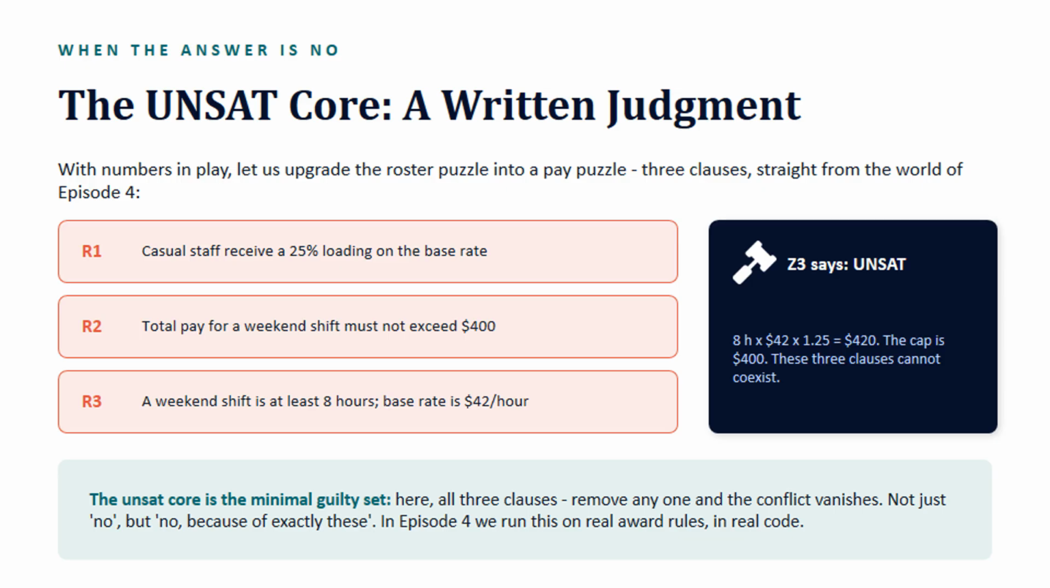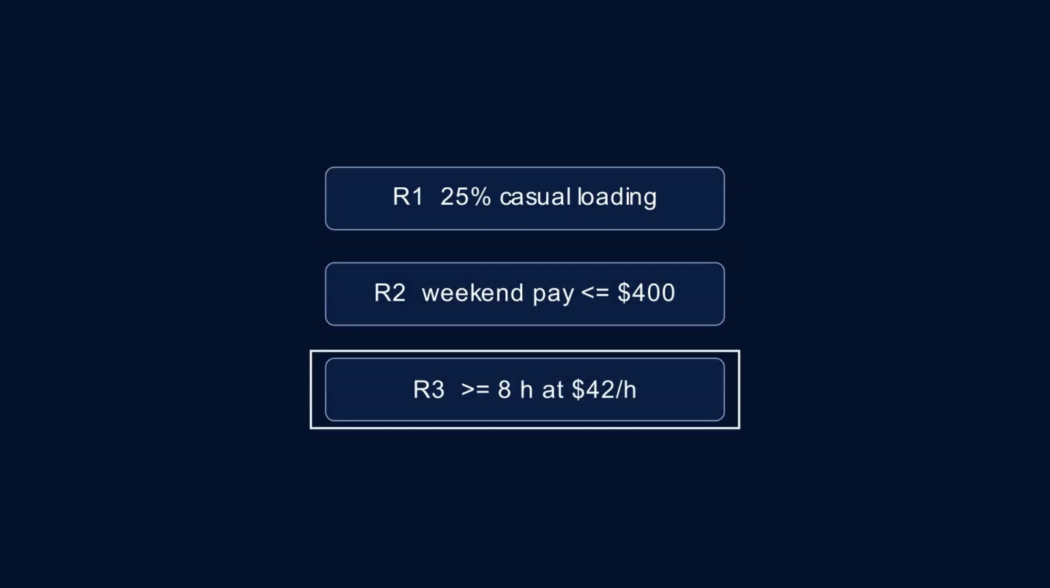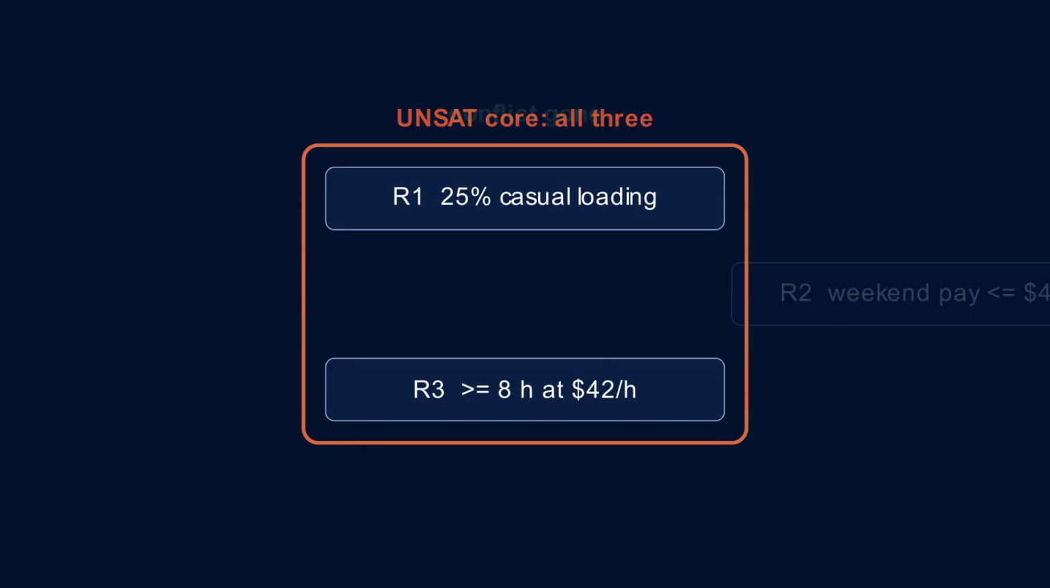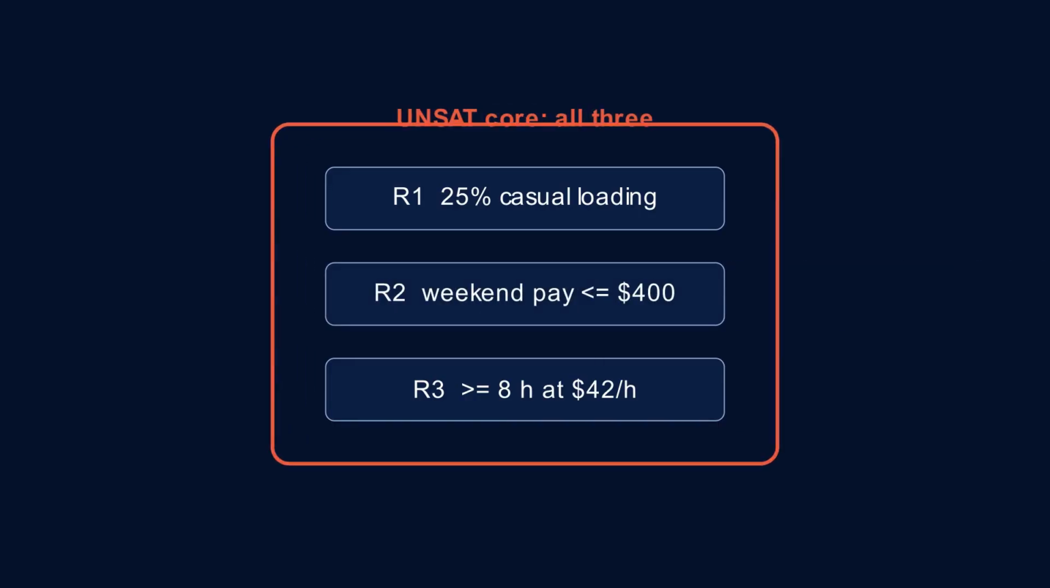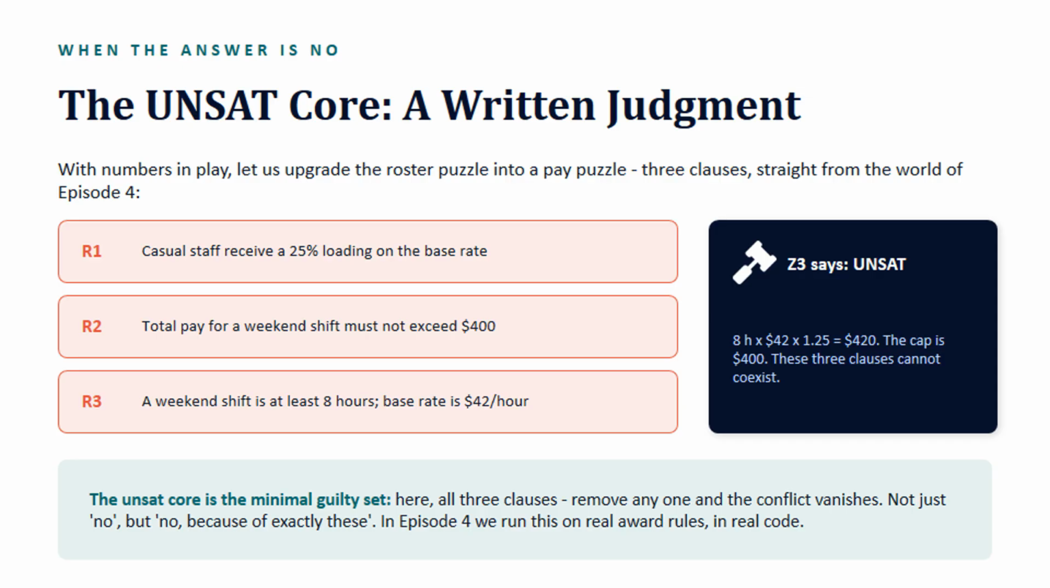But here is the gift. Z3 does not just say no. It returns the unsat core, the minimal set of clauses that cannot coexist. Watch what the core really claims. Here it names all 3, and minimal means exactly that. Remove any one clause, any one, and the conflict vanishes. So the core is not a vague complaint. It is a written judgment with the guilty clauses named. In episode 4 we will run precisely this kind of check on real award rules, in real code.